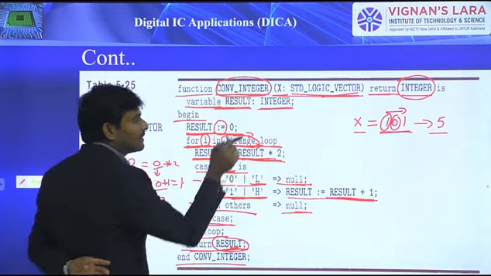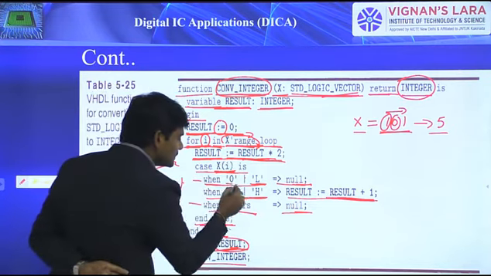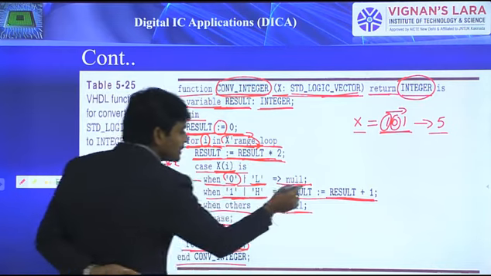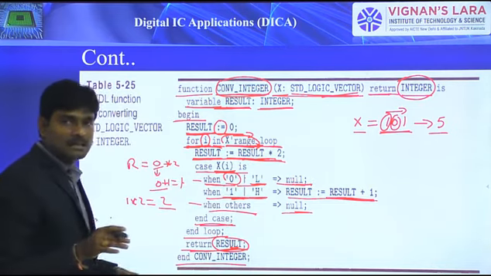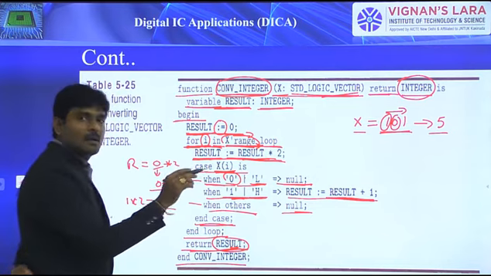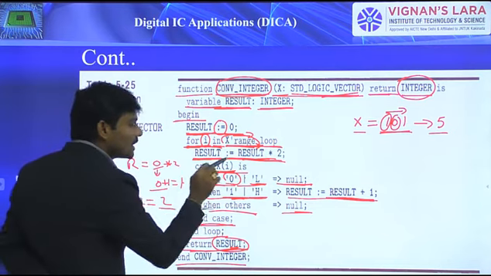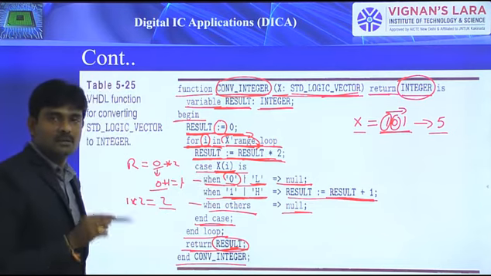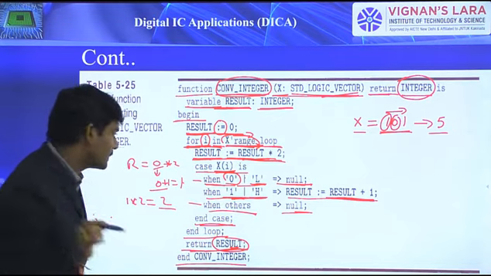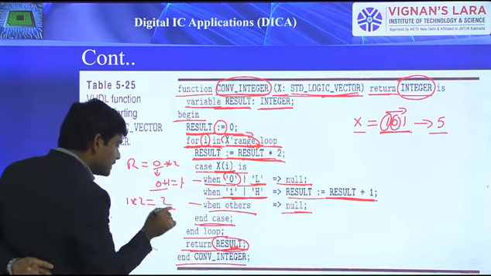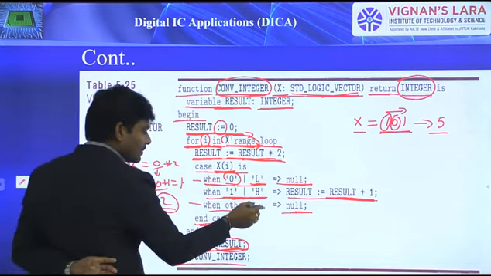Case x of i, where in this case the x of i value is 0. So this statement is going to execute: null, nothing will happen. That means no variable, no signal is going to change. It simply does nothing, that's it. Null means our value remains 2 itself after executing this.